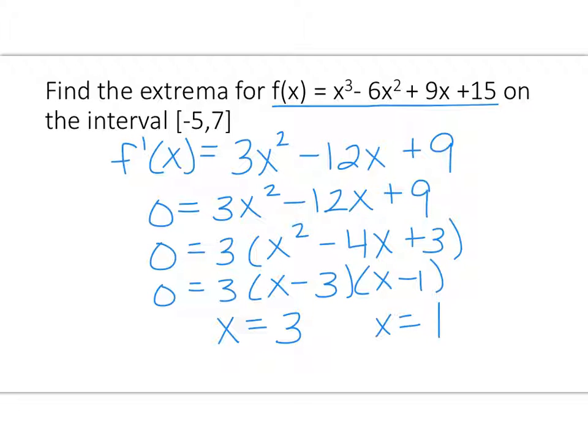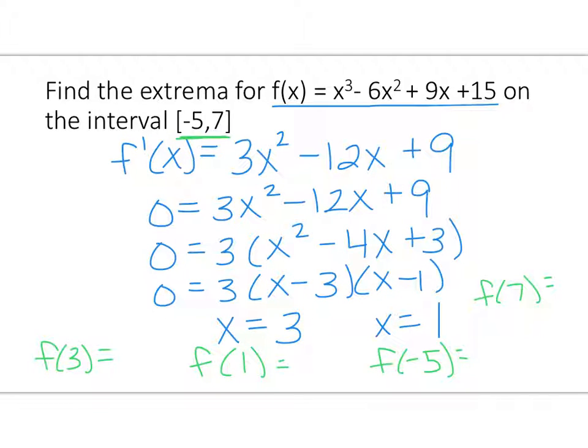So now to figure out which would be a max or a min, I can actually evaluate them. So if I want to know for sure which is a max, which is a min, I'm going to evaluate them. So I'm going to say find out what's f of 3. I need to find out what's f of 1. And now if I want all my extrema, I also have to look at the endpoints. So I also need to find f of -5, and I need to find f of 7.